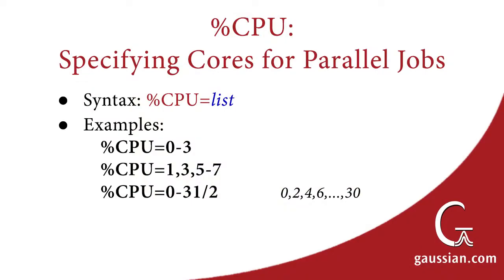The more recent %CPU Link0 command allows you to specify the specific cores on which to run the Gaussian calculation, rather than just the total number of cores to use. It takes a comma-separated list of core numbers and/or core number ranges. The third example illustrates the use of an offset suffix having the form /n, which says to take every nth core from the preceding list. So 0-31/2 takes every second core from the range from 0 to 31, meaning cores 0, 2, 4, 6, and so on.